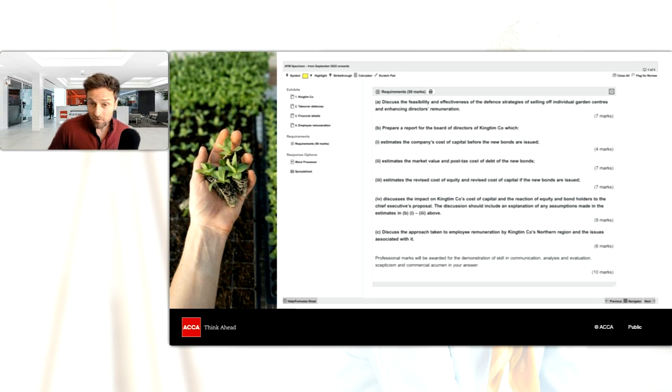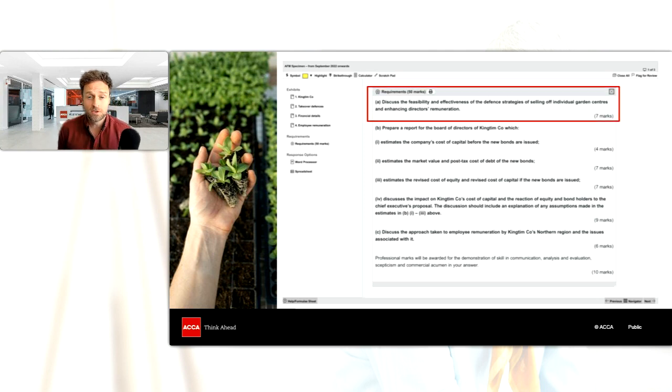So this is the requirement from the big 50-mark question, question 1 from the specimen exam. And we're going to look at part A, which we're going to look at in a reasonable amount of detail. So we'll just quickly read this requirement. Discuss the feasibility and effectiveness of the defence strategies of selling off individual garden centres and enhancing the director's remuneration. So that was a discussion part for 7 marks. As always, really important to look at the verb. So the verb is discuss, the feasibility and effectiveness.